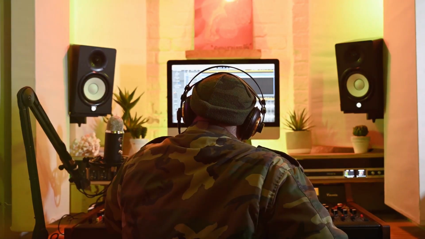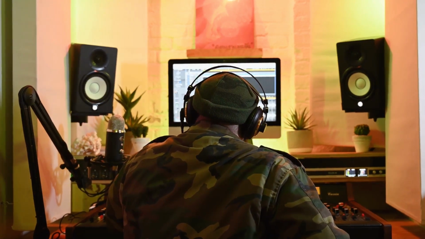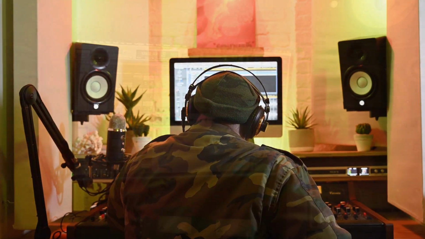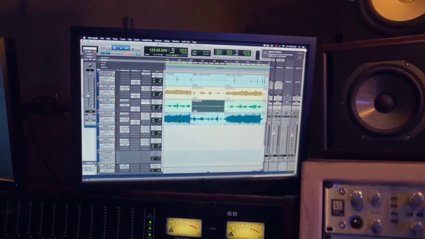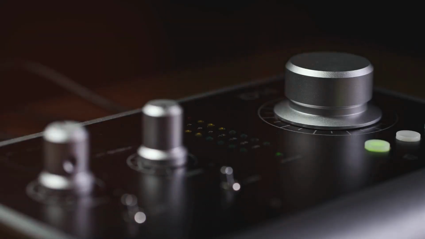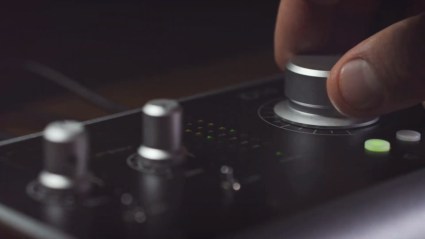AAC is often seen as the successor to MP3, boasting better sound quality at similar bit rates. Now that we've explored the different audio formats and their strengths, let's turn our attention to the four main factors that influence audio file size: bitrate, sample rate, channels, and duration. First, let's talk about bitrate.